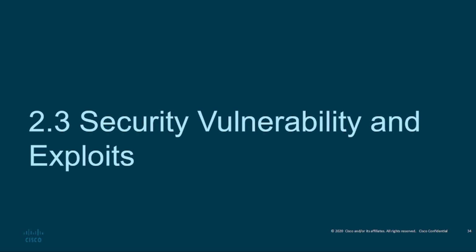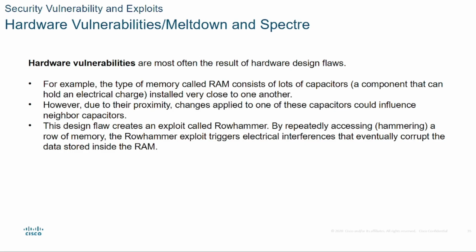Security vulnerability and exploit. There are several vulnerabilities which a system or device can have. Looking at them one after the other: hardware vulnerabilities, or the meltdown vector. So another word for meltdown is hardware vulnerability.